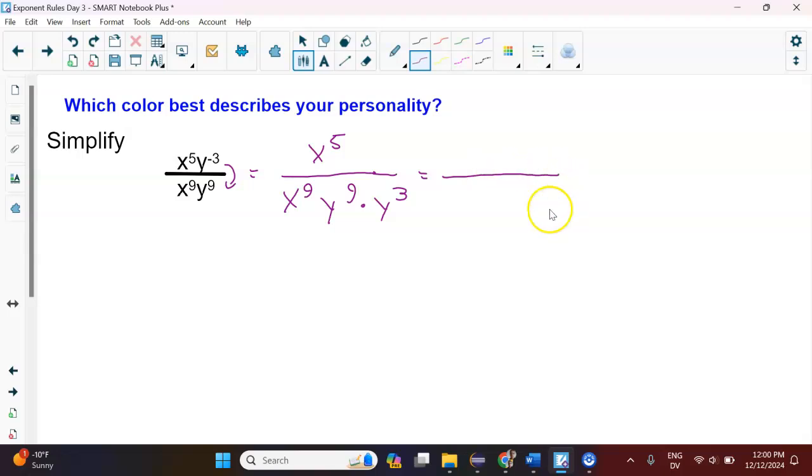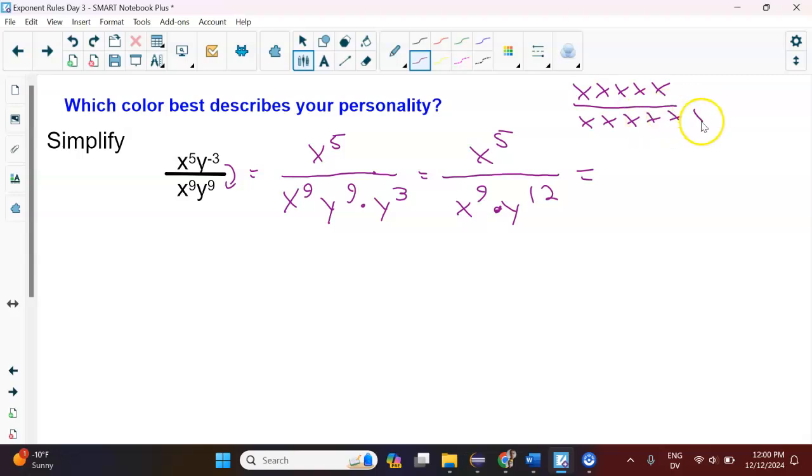Okay, and then from here, I'm going to combine these to be y to the 12th. Right, you add the exponents there. And then in my head here, I just think, again, on top I have x to the 5th, so that's 5 x's. x to the 9th is 9 x's. So they're just going to cancel out. We pair them up and cancel out, and you end up with 4 more x's in the bottom.